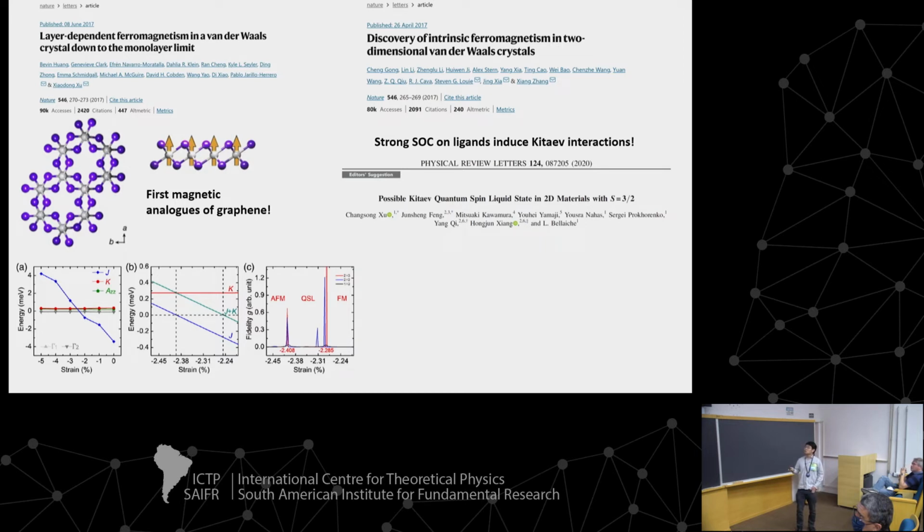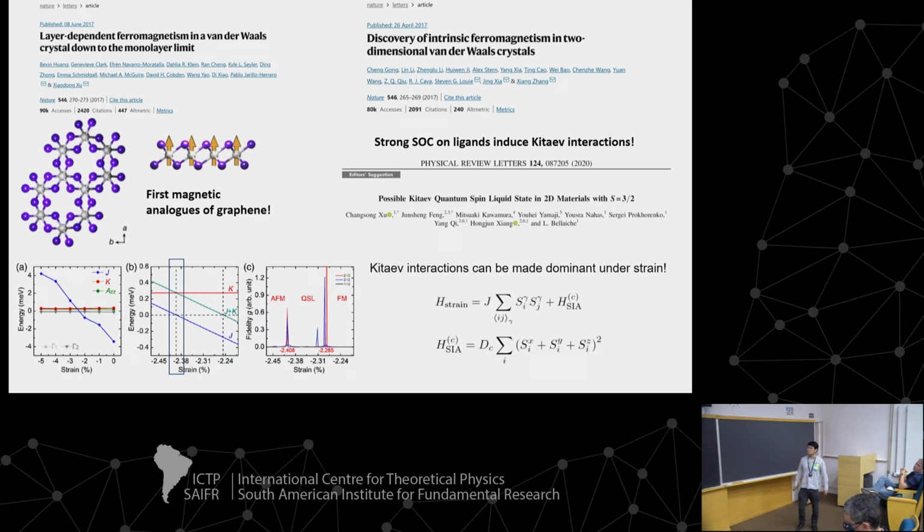So you can tune your material, at least in principle, to a regime in which Kitaev interactions dominate over Heisenberg ones by a modest amount of compressive strain, leading the material to a regime that is modeled by a Kitaev model with spin 3/2 plus a single-ion anisotropy out of plane that explains the direction of the magnetization of the unstrained compound.